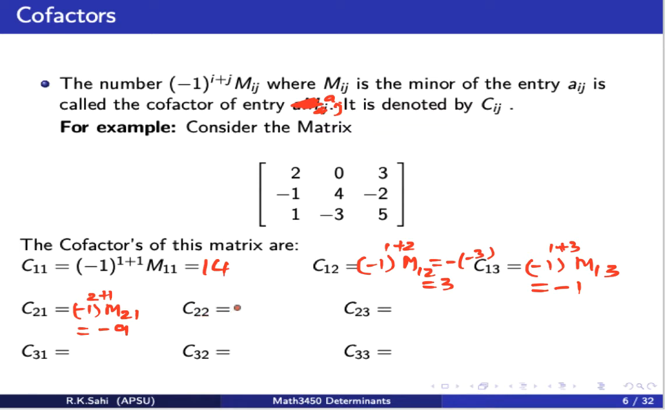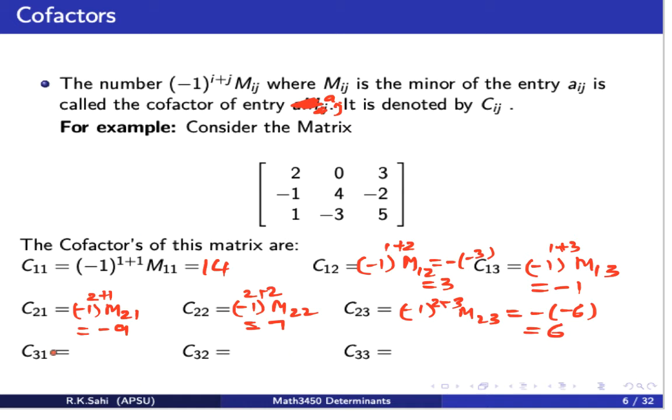Now C22. That is simply minus 1 to the power 2 plus 2, M22, it's a positive. So simply C22 is the same as M22, which is a 7. Now C23, minus 1 to the power 2 plus 3, M23. Now remember, this is going to be a negative. What is M23? M23, guys, is a negative 6. So C23 is a positive 6.